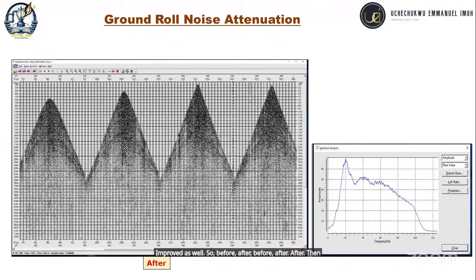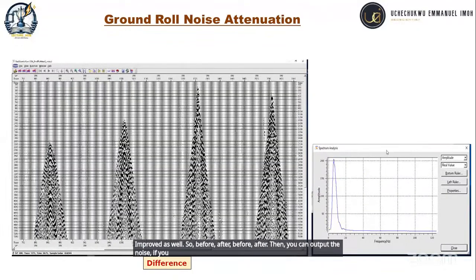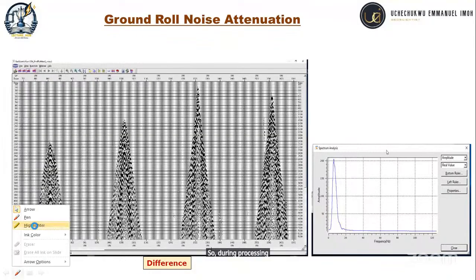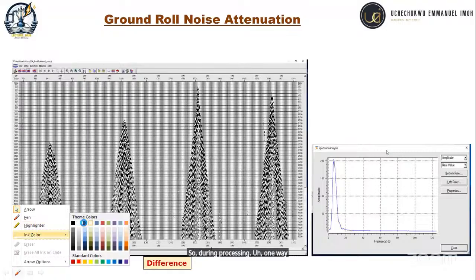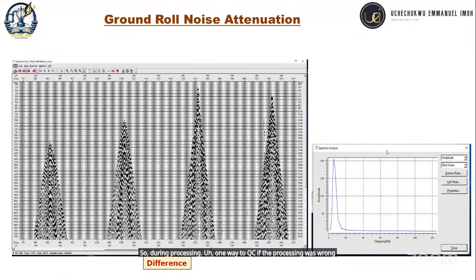Then you can output the noise if you like, and this is the outputted noise. So you see the noise standing on its own, removed from the data. So during processing, one way to QC if the processing was wrong in terms of the ground roll noise attenuation is this: are you seeing any hyperbolic shape within the noise that was outputted?